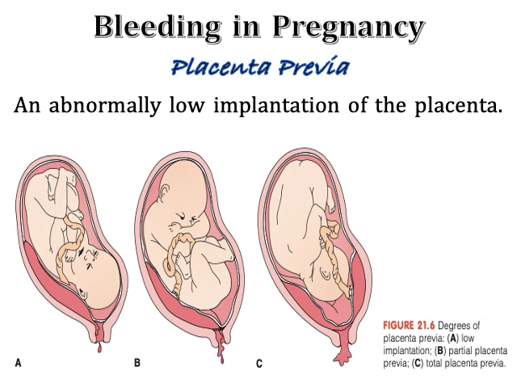Placenta previa now is bleeding that usually begins by the third trimester of pregnancy. This is a condition wherein there is an abnormally low implantation of the placenta, meaning the placenta is implanted abnormally in the uterus. From the photos, you will see several degrees of placenta previa, which is low implantation, partial placenta previa, and total placenta previa.